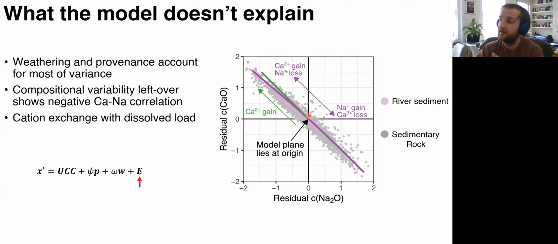And as expected, these river sediments generally only have this excess calcium, whereas sedimentary rocks show excess calcium as well as excess sodium. So what this tells us is that protolith and weathering are the dominant controls, but a secondary factor we might want to consider is cation exchange.